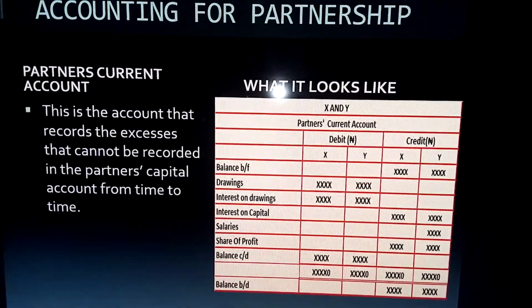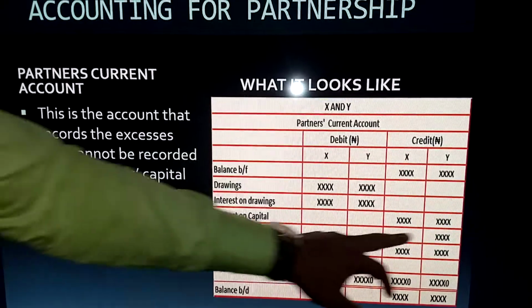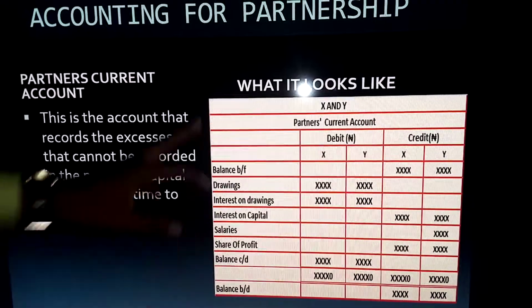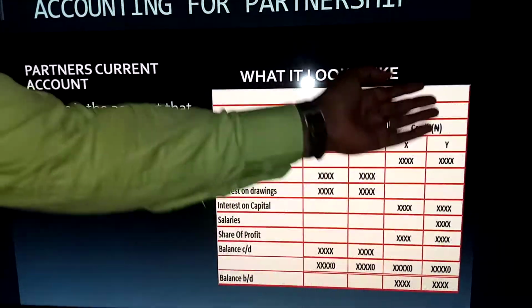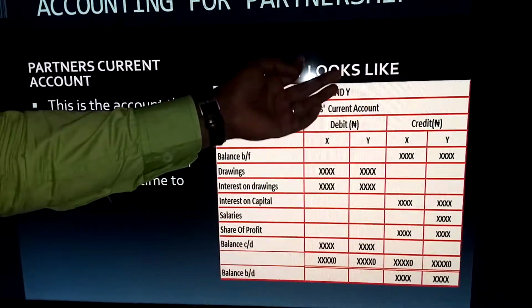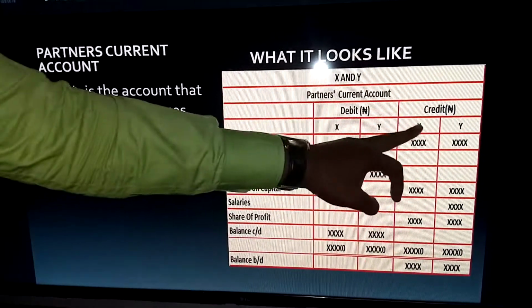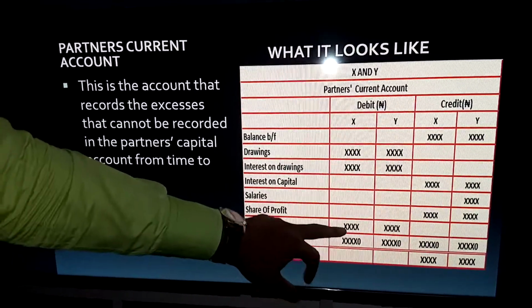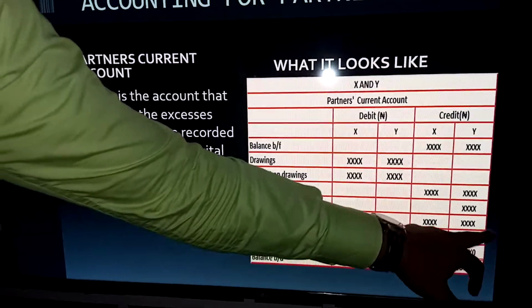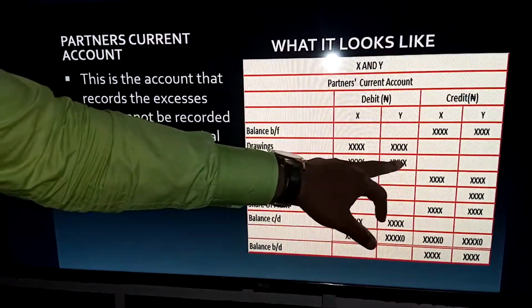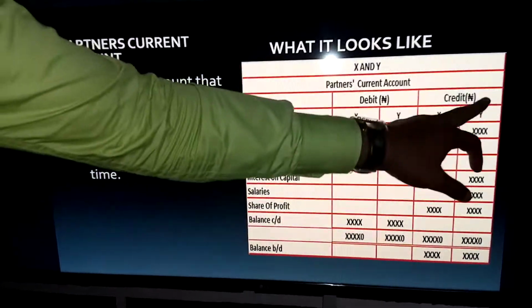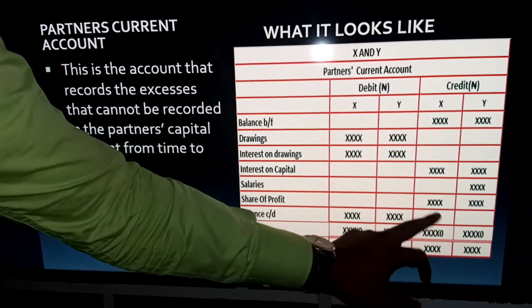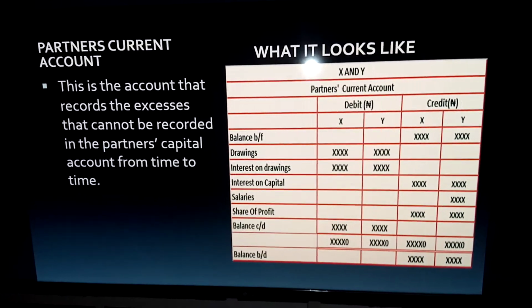And then we have salaries paid to the partner. In this case, it was paid to Y. And then the share of profit from the appropriation account as well. We bring it straight down here, X and Y. So at the end, you compare the total on X's credit side with the total on X's debit side. So if you add 1, 2, 3, you take out 1, 2, you have the balance carried down. If you add 1, 2, 3, 4, you take out 1, 2, you have the balance carried. So basically, you compare Y's total credit with Y's total debit, and X's total credit with X's total debit. The difference is your balance carried down.